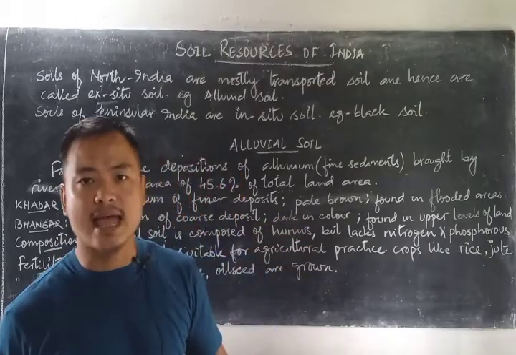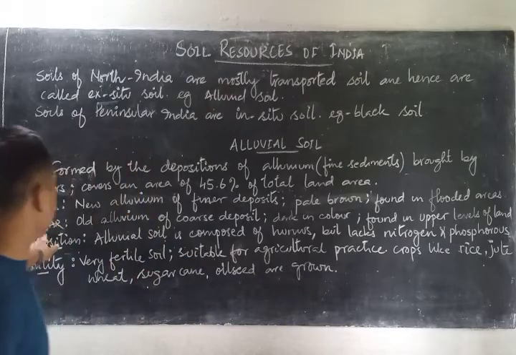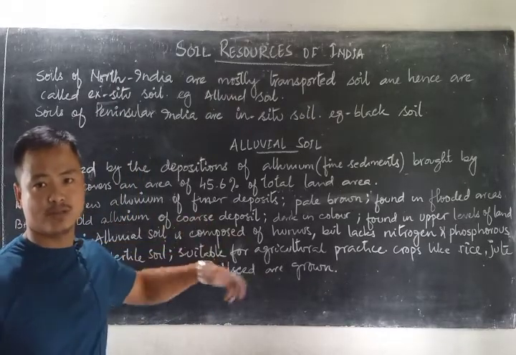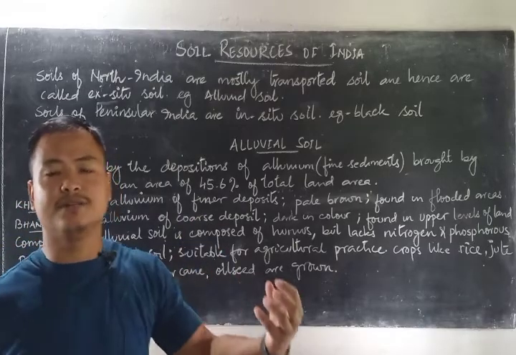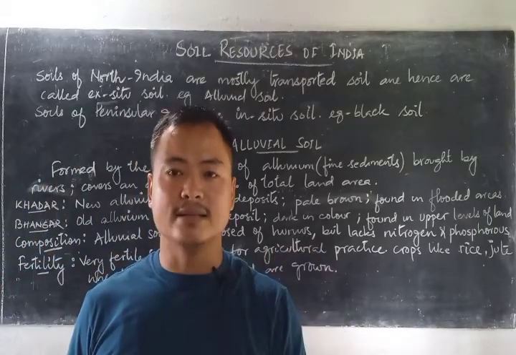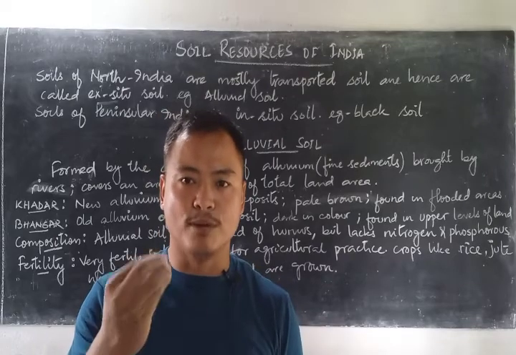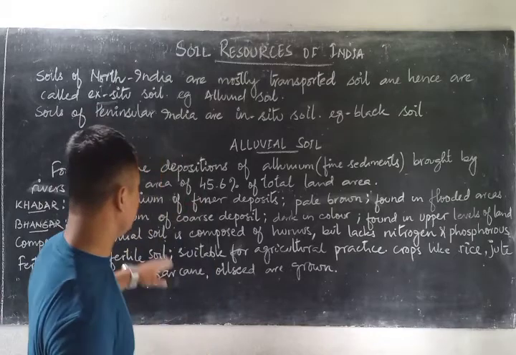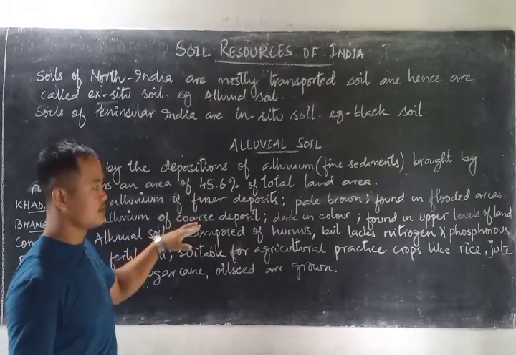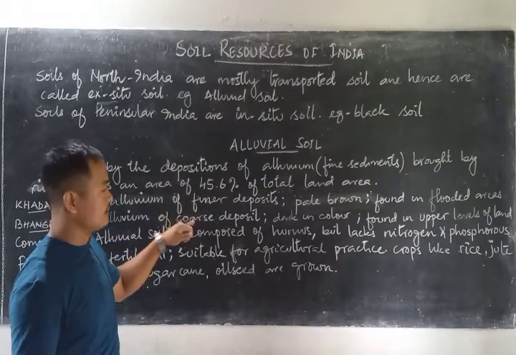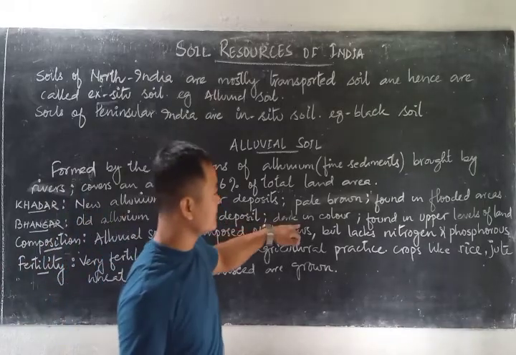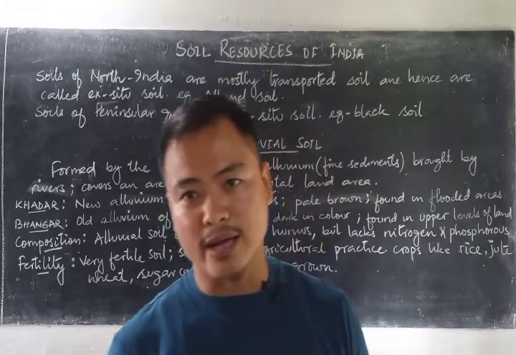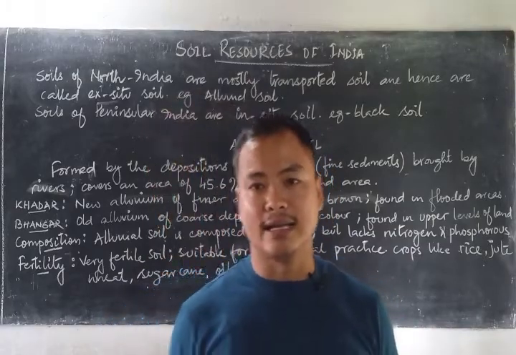While on the other hand, bhangar is an old alluvial soil with mostly coarse deposits. Coarse deposit means they are not finer deposits. The sediments mostly comprise small pebbles, which is why the deposits are coarser as compared to the khadar. They are much darker in color and are mostly found in the upper areas of the embankments, which very often do not get inundated.